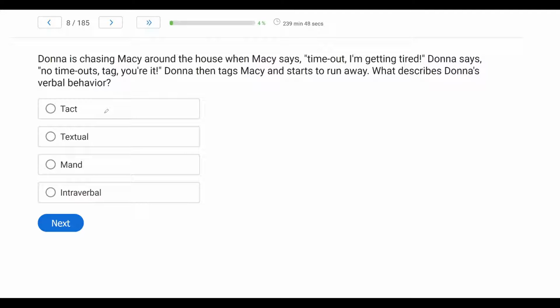Donna is chasing Macy around the house when Macy says, "Timeout, I'm getting tired." Donna says, "No timeouts, tag, you're it." Donna then tags Macy and starts to run away. What describes Donna's verbal behavior?